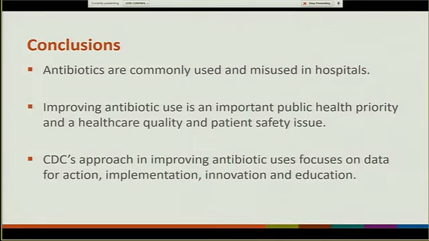And this is just my conclusion that antibiotics are commonly used and misused in hospitals, and improving antibiotic use is an important public health priority and a healthcare quality and patient safety issue. And CDC's approach in improving antibiotic use focuses on data for action, implementation, innovation, and education. Next slide.